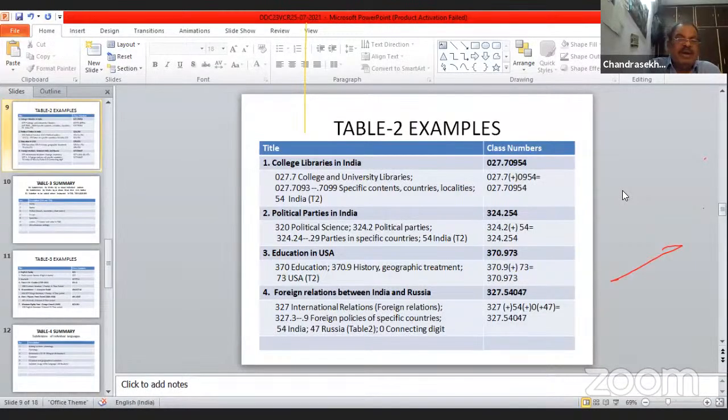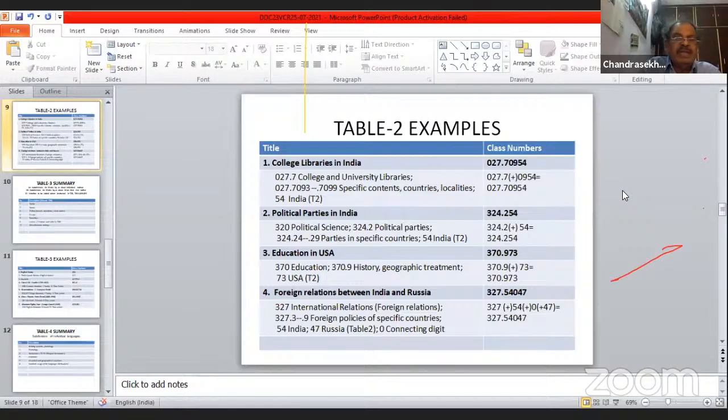So then foreign relations between India and Russia. So here there are 2 countries. How to add? Foreign relations means international relations. Previously they used to call it foreign relations. Now in your decimal classification, they use the term international relations. 327 is international relations. So you can see the summary, third summary, international relations, 327, under political science, 320. So here there is an instruction, foreign policies, relations between specific countries.